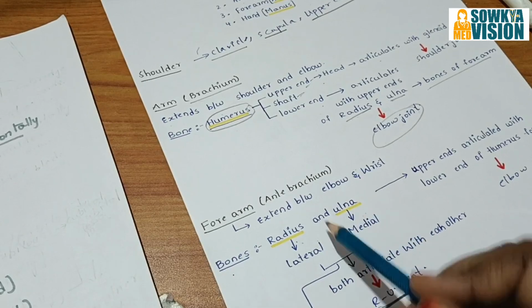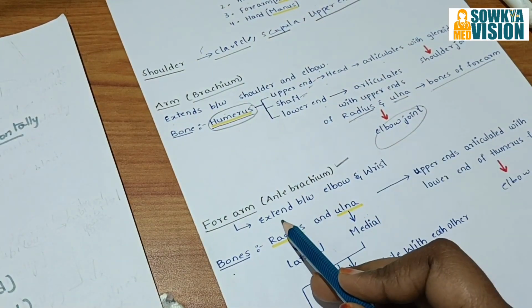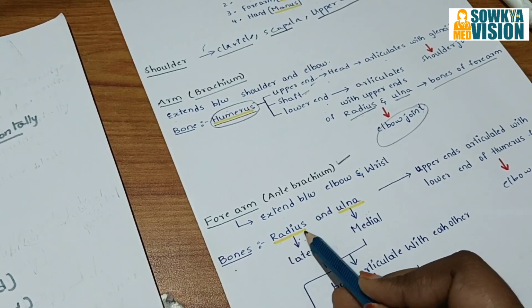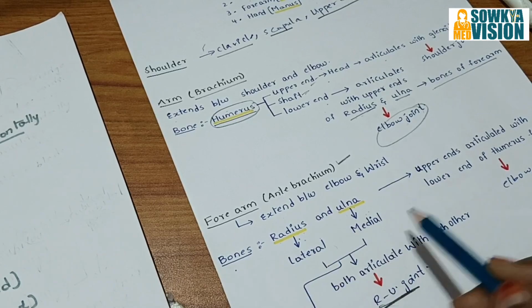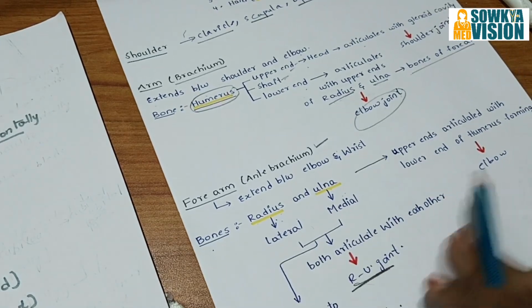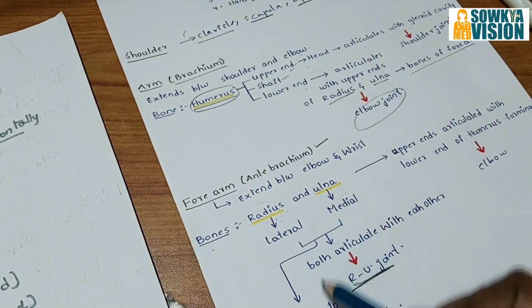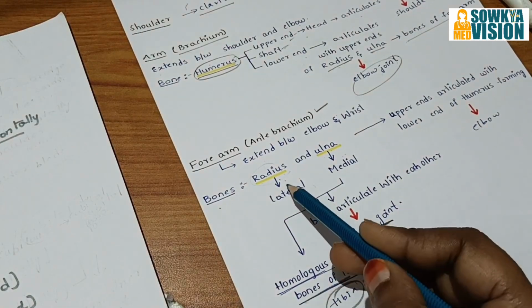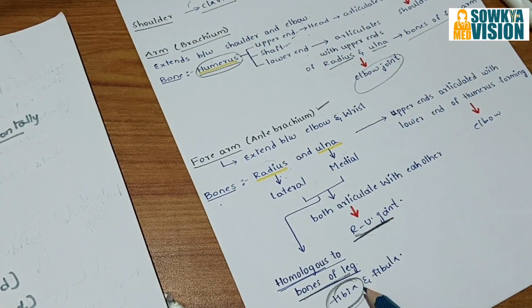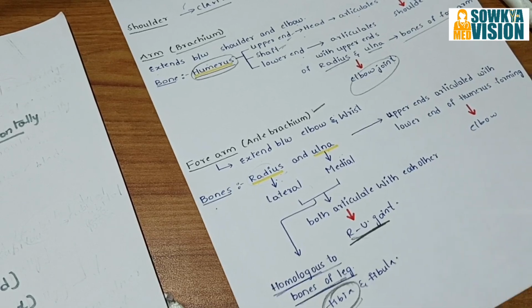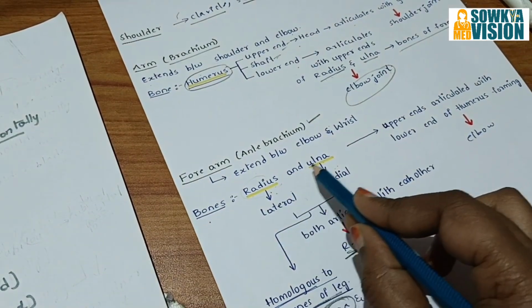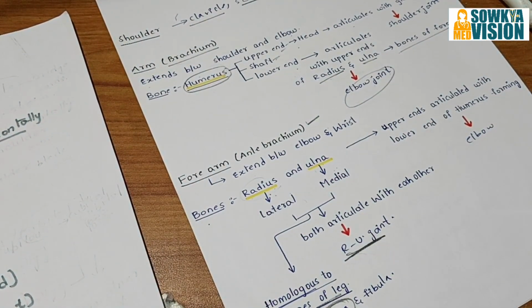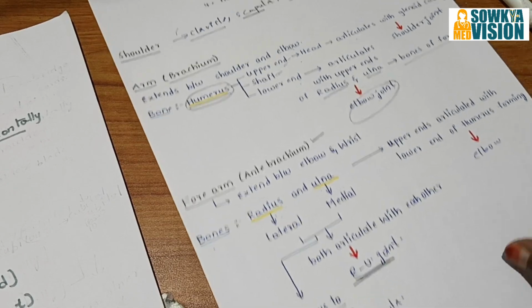And now forearm, it is also known as antebrachium, extends from elbow to wrist, as we said, containing two bones, radius and ulna. Radius is presented laterally, ulna is presented medially. This radius is homologous to tibia in the leg region. Now these two, ulna and radius, are articulated with each other, forming radio-ulnar joint, superior or inferior.